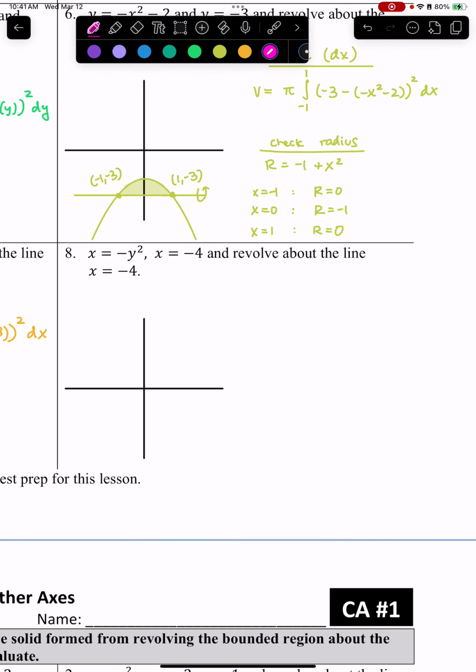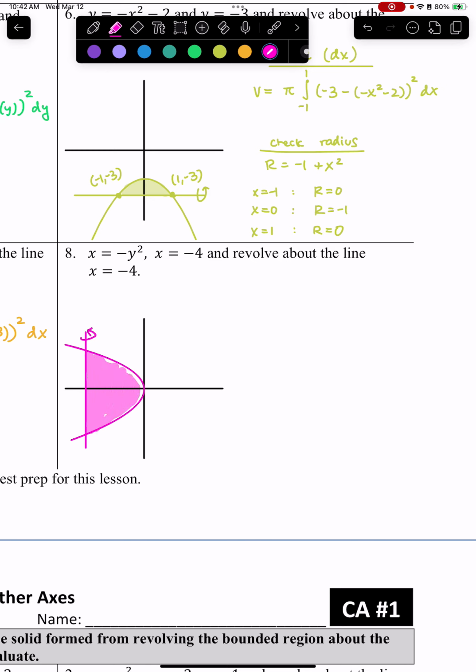We've got y equals negative x squared. All right, so when x is equal to y squared, that's either going to go this way or this way. And when it's y equals negative x squared, I think it goes on the negative side. So hopefully that makes sense. And then x equals negative 4 is going to look like this. And we're going to rotate about x equals negative 4. So this is our region.